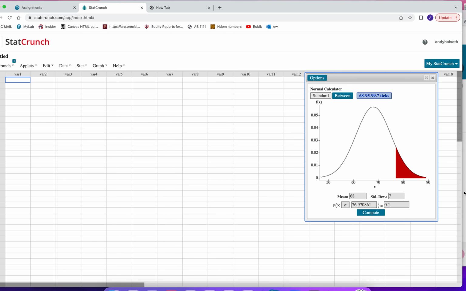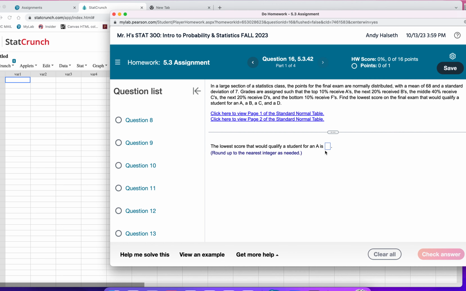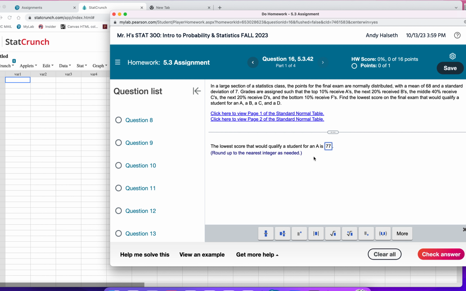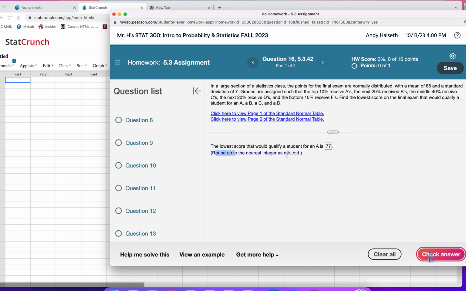So I go back to my question and go 77. Careful on this one because it does say at the bottom always round up. So even if you have a decimal that's like 76.2, you're still going up to 77.